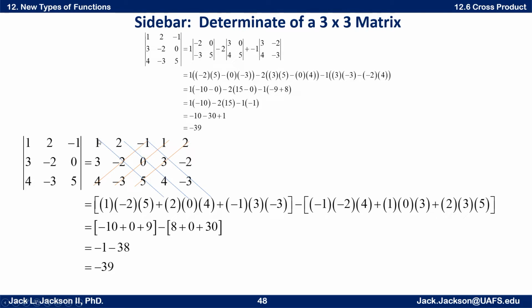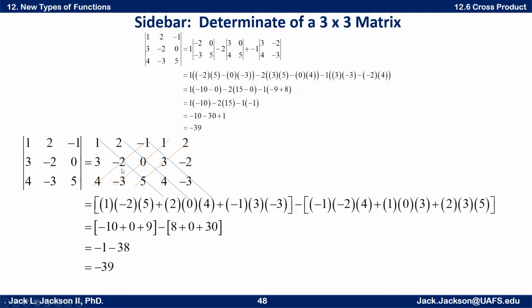Start here at the top and the far left and go across and just multiply these things. 1 times -2 times 5, that's -10. 2 times 0 times 4, that's 0. -1 times 3 times -3, that's 9. Add those together, -1. From that, we want to subtract the ones going across the other diagonal, either starting with the bottom left going up, or with this one coming down.